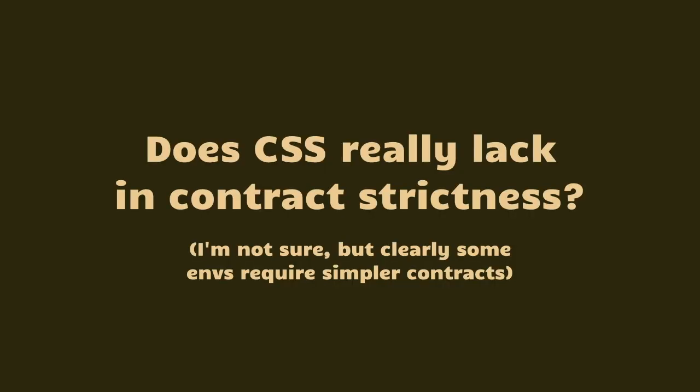One question to ask though is, does CSS really lack in contract strictness? I think that's a bit of an accusation that I don't know if it makes sense. I think the contract that CSS has is pretty strict. It is not necessarily simple because there are complicated things like the cascade at play and specificity that might be hard to learn and that require a lot of spec reading to really get right. But once you do that, I think the contract there is very strict indeed.